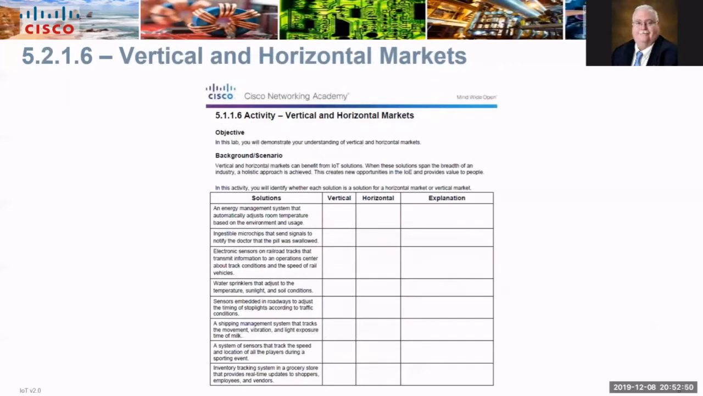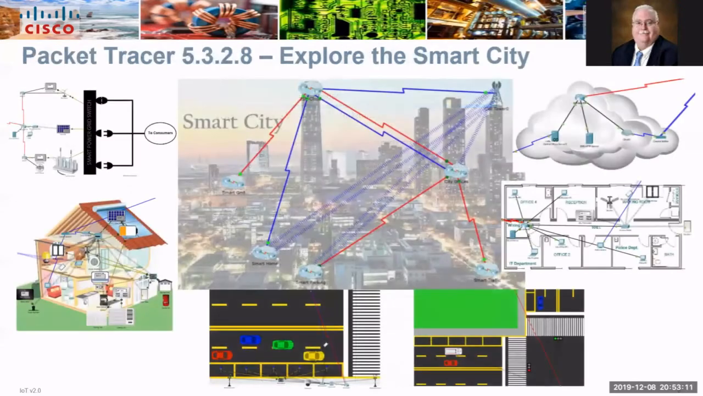Worksheet 5.2.1.6, Vertical and Horizontal Markets. Time to complete is approximately 15 minutes. Difficulty level easy. In this lab, you will demonstrate your understanding of vertical and horizontal markets and how they can benefit from IoT solutions.